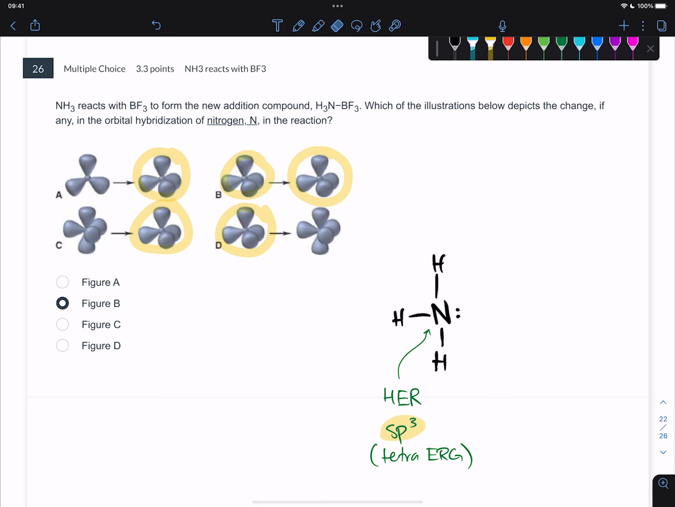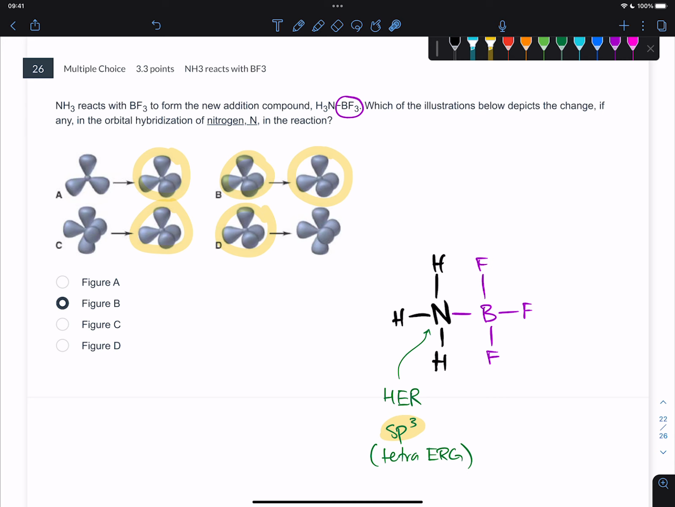Let's get rid of this. And now we're basically drawing it this way. So I'll do it in purple. Then we're going to add on this. So we added on a line connecting the BF3. And we ask ourselves, what's going on around this nitrogen now? It turns out that this nitrogen still has 1, 2, 3, 4 things around it. It still has 4 electron regions, which means that the hybridization has not changed.